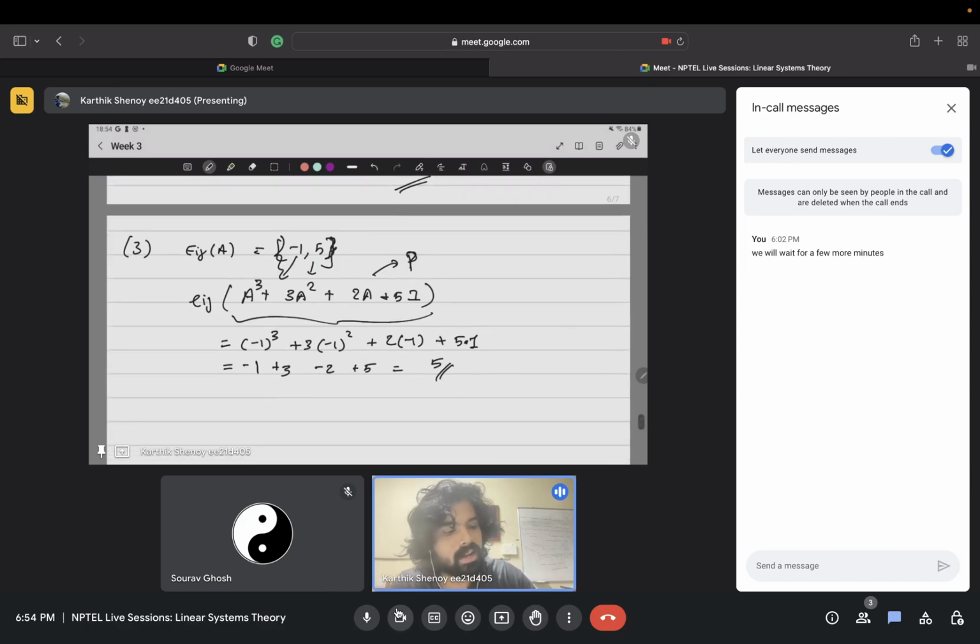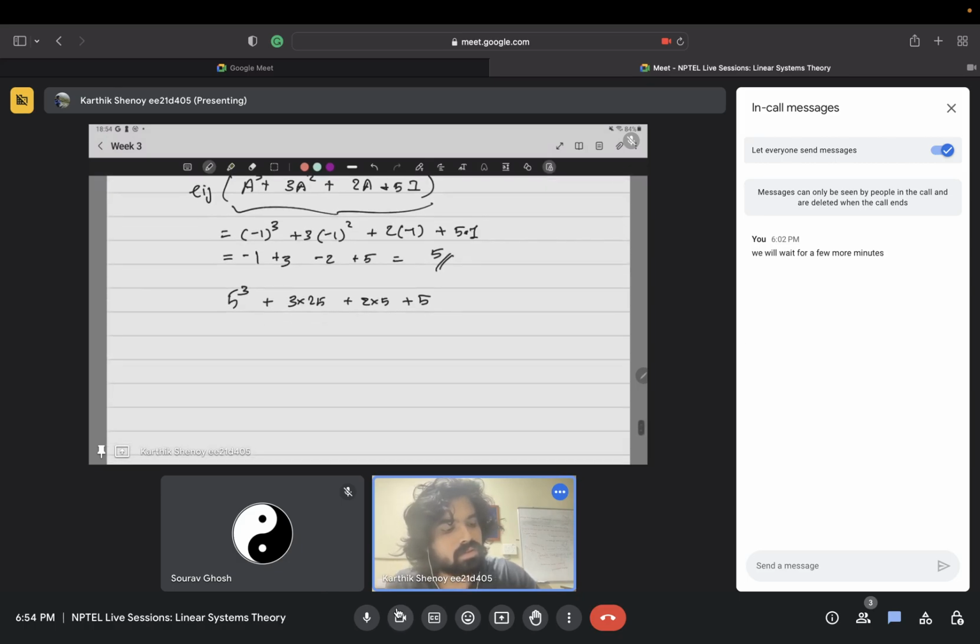And in the second case, just plug in 5. So that is 5 cube plus 3 into 25 plus 2 into 5 plus 5. This is nothing but 125 plus 75 plus 10 plus 5, which is 215. So it is pretty straightforward how to find eigenvalues of a polynomial of a matrix.